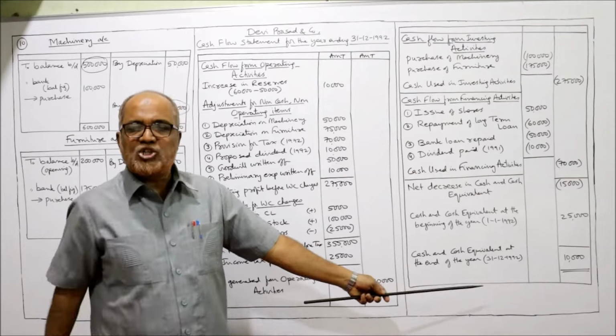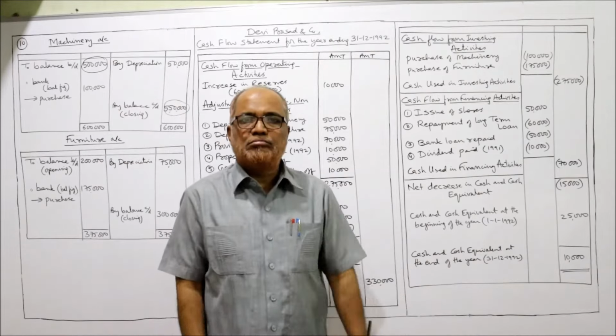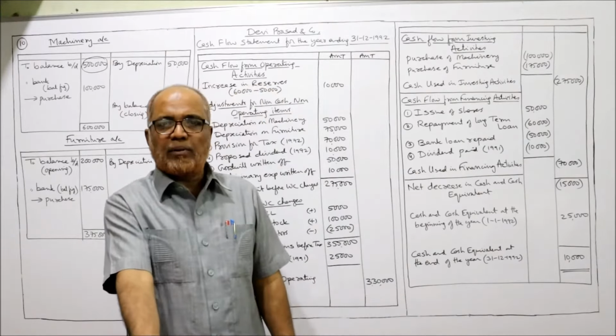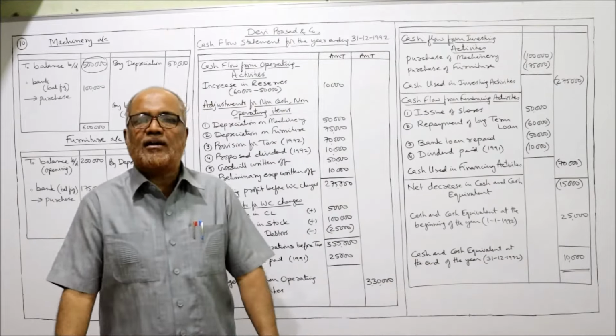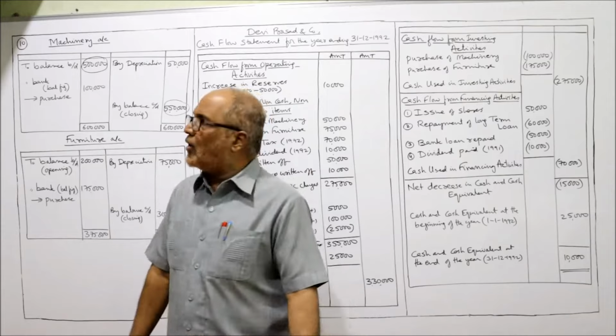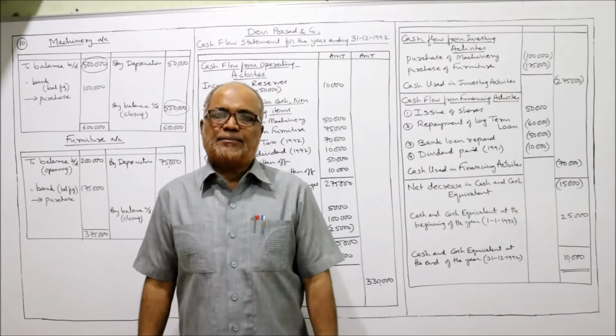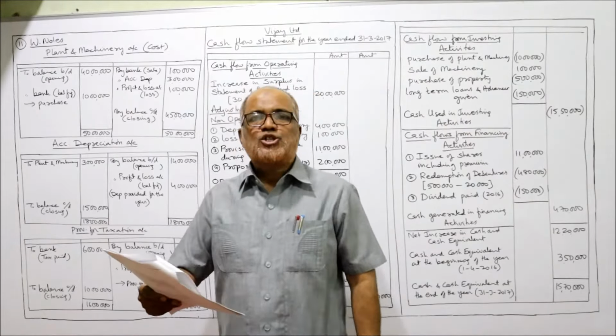Now if you see the balance sheet, current year cash, it is 10,000. In the balance sheet in the problem, it is given current year's cash is 10,000. We got 10,000. That means our calculations are correct. So this is the end of problem number 10. Come on, now we'll start the next problem.